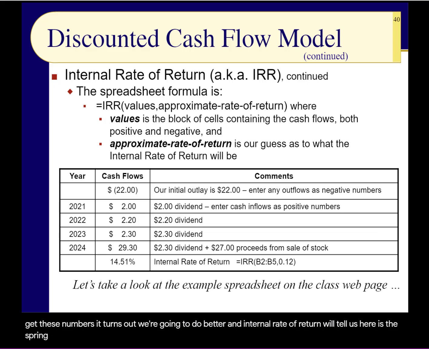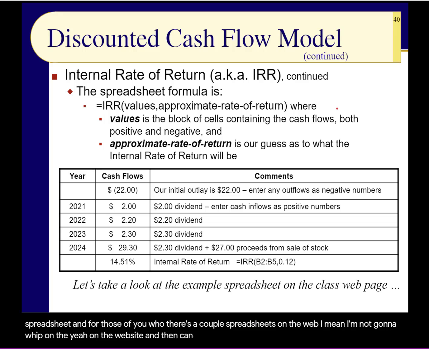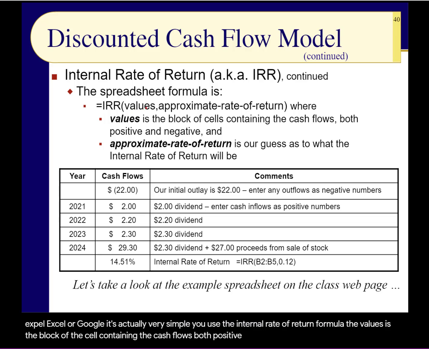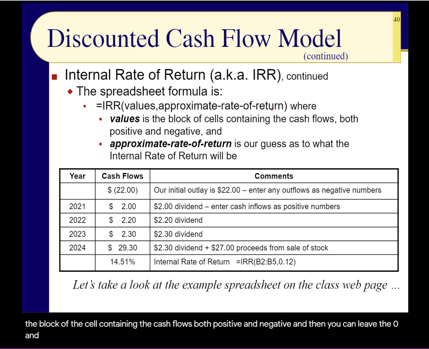Here is the spreadsheet. And for those of you who, there's a couple spreadsheets on the website, and then in Canvas, of course. And if you're familiar with Excel or Google Docs, it's actually very simple. You use the internal rate of return formula. The values is the block of the cell containing the cash flows, both positive and negative. And then you can leave this 0, and the computer will do its best to figure it out. Or you put in your guess, what you think it's going to be.